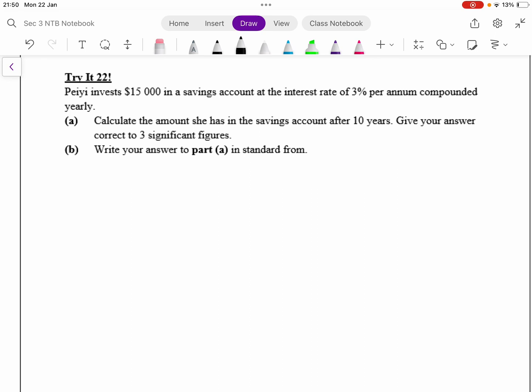Pei invests 15,000 in a savings account at an interest rate of 3% per annum compounded yearly. Calculate the amount she has in the savings account after 10 years. Give your answer to 3 significant figures. So from here, we know that this is P, interest rate is R. We know it's every year because per annum, and we know it's compounded yearly. So we use our formula again, A equals P, 1 plus R over 100, to the power N.